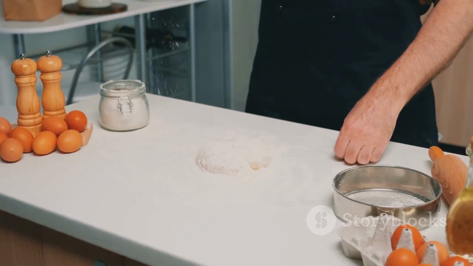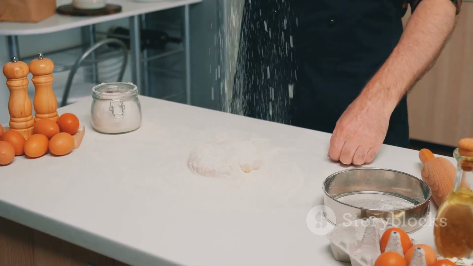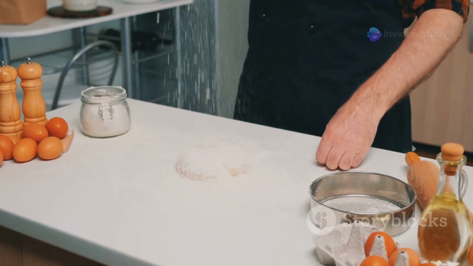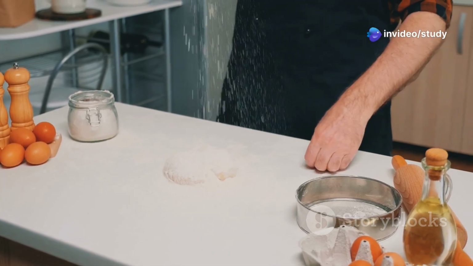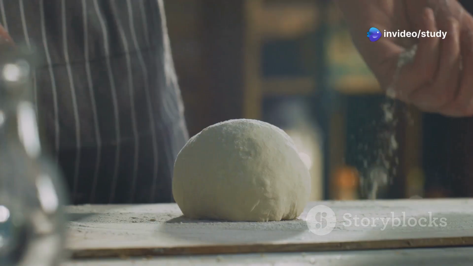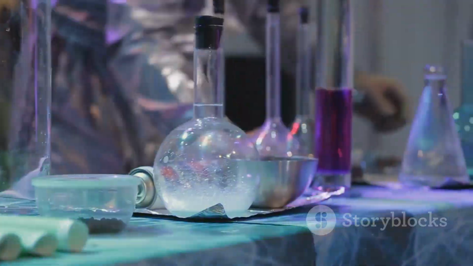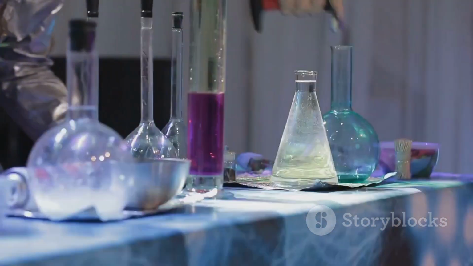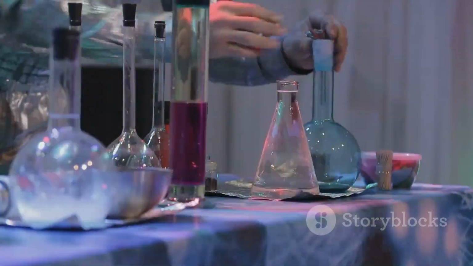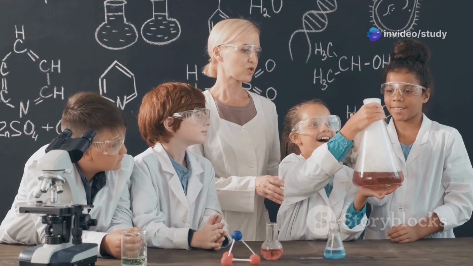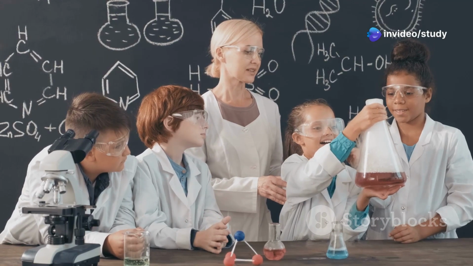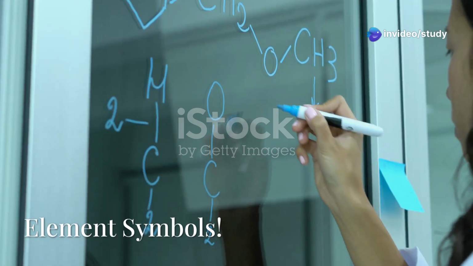Just like a recipe needs the right ingredients in the right amounts, a molecule needs the right elements in the right proportions. Imagine baking cookies. You wouldn't mix a whole bag of salt into your cookie dough. Chemical formulas help us understand and predict how different chemicals will behave. So are you ready to unlock the secrets of chemical formulas? Let's dive in.